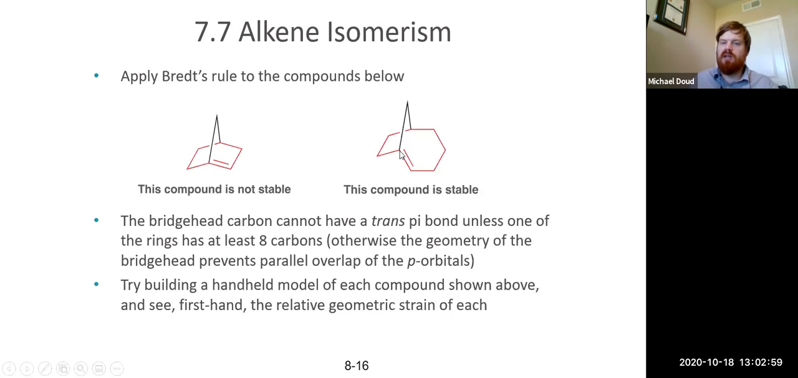On the other hand, this one down here has 1, 2, 3, 4, 5, 6, 7, 8 carbons in one of the rings. So this compound can exist. It can be stable. This is kind of a minor point. Don't worry too much about this one.